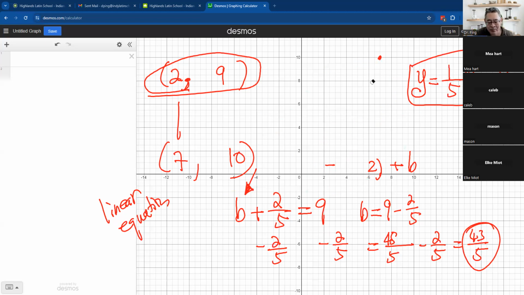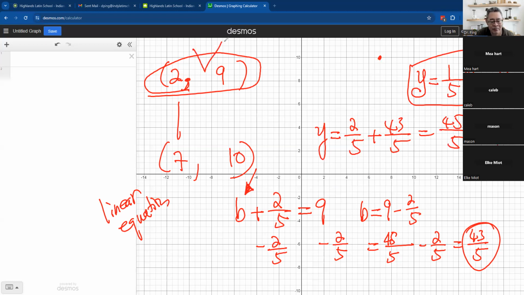Of course, the first thing is if we plug in 2, then y is 2 over 5 plus 43 over 5. That's 45 over 5. That's 9. Well, this is what we have here. Then the next one is, when x is 7, y has to be 10. So that'll be 7 over 5 plus 43 over 5, and that's 50 over 5, which is 10. So that also works. So therefore, we know what we got here is the correct one.